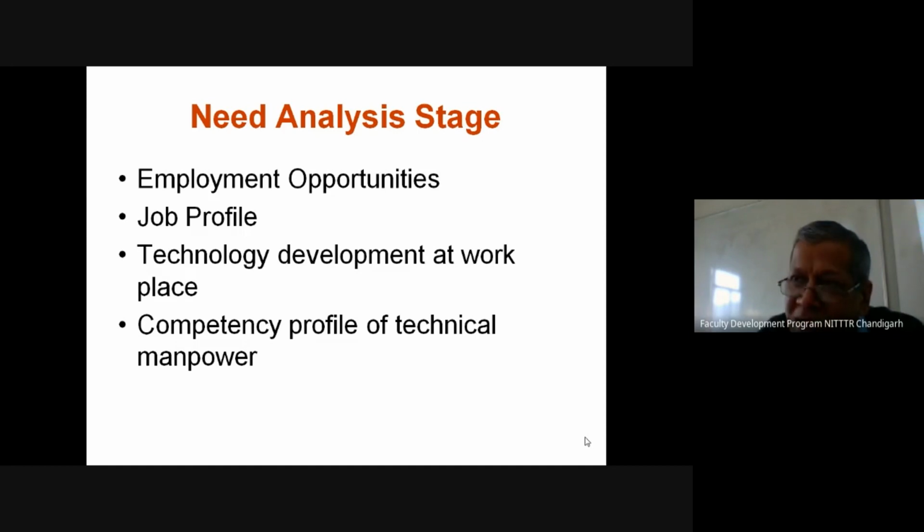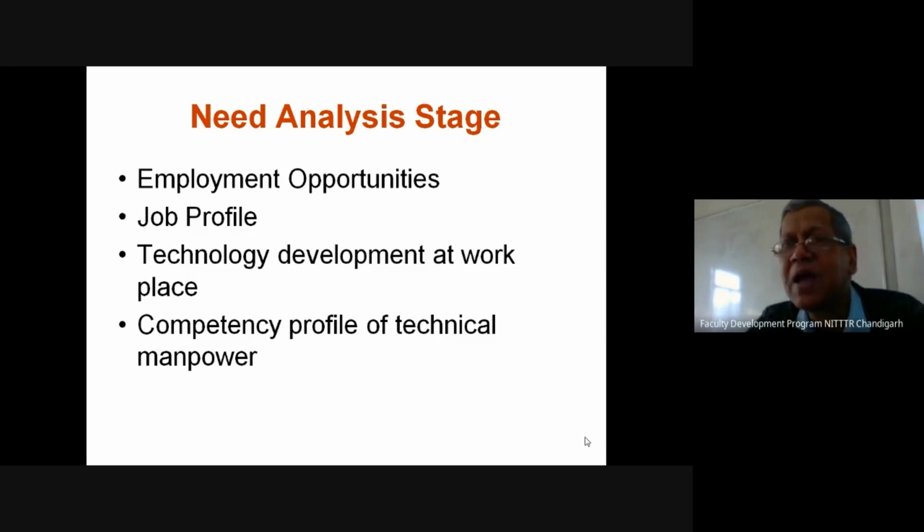Is there any employment opportunity? Is that why you want to offer this program? If there is an employment opportunity, is the employment avenue in the public sector or the private sector? That is important for me. If there is an employment opportunity, is it a short-term or a long-term employment opportunity?